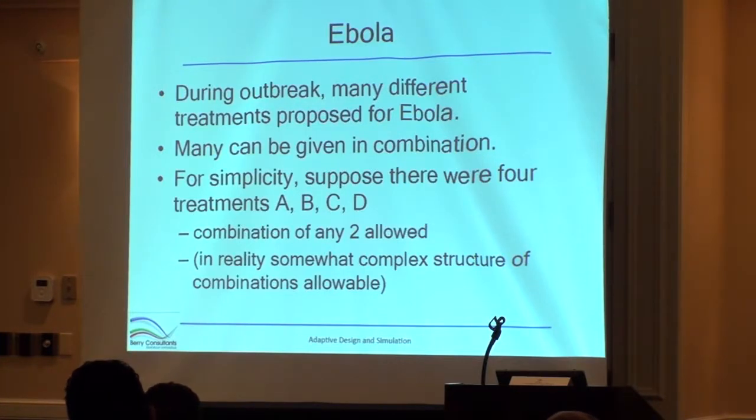So you've got A, B, C, and D, but you can also get A plus B, A plus C, A plus D. For the purposes of the example, I'm going to allow any combination of 2. There were some restrictions. You know, you can't give these two drugs together. I'm ignoring restrictions. We had some restrictions on what we could do with kids and what we could do with pregnant women. So anyway, we had to deal with all those kinds of issues. I'm ignoring those complexities at the moment.